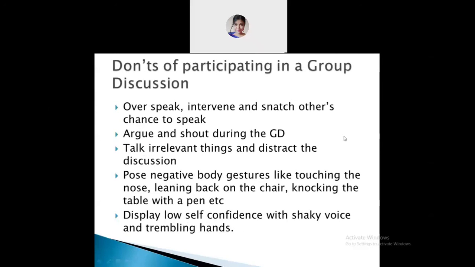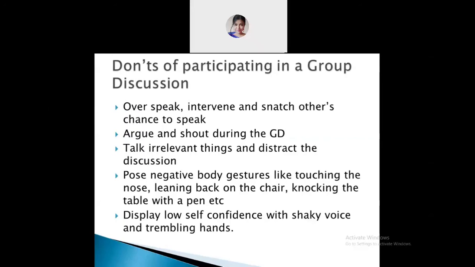These are some of the things which you should totally avoid when you participate in a group discussion. Do not overspeak, intervene, and snatch others' chance to speak. You are not supposed to overspeak, you are not supposed to interrupt, and you are not supposed to take anyone else's chance. Next is argue. Do not argue and shout during the GD. It's a discussion, so that's why you are not supposed to argue and shout.